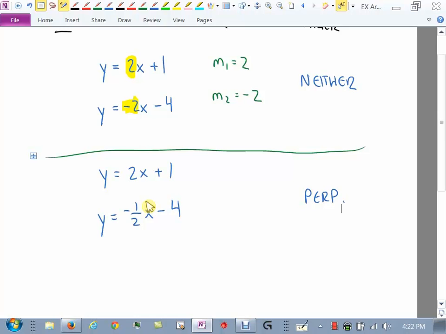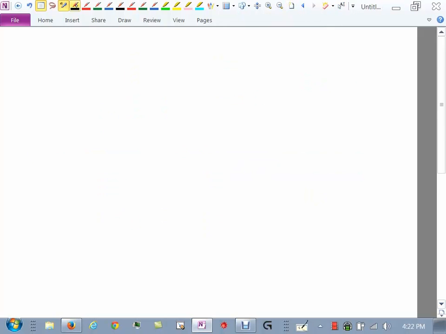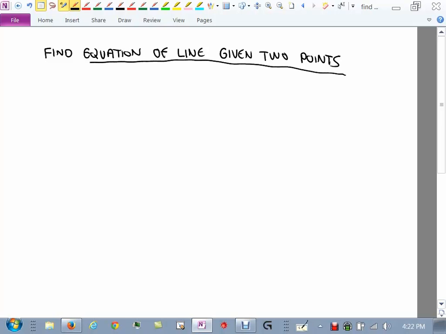One last concept. We're almost at the end here. Finding the equation of a line given 2 points. This is a very important skill to have. We all know that if someone gives us 2 points, we can draw a line, right? The question is, if someone gives you 2 points, can you come up with the equation of the line? The actual equation that gives you all the other points.